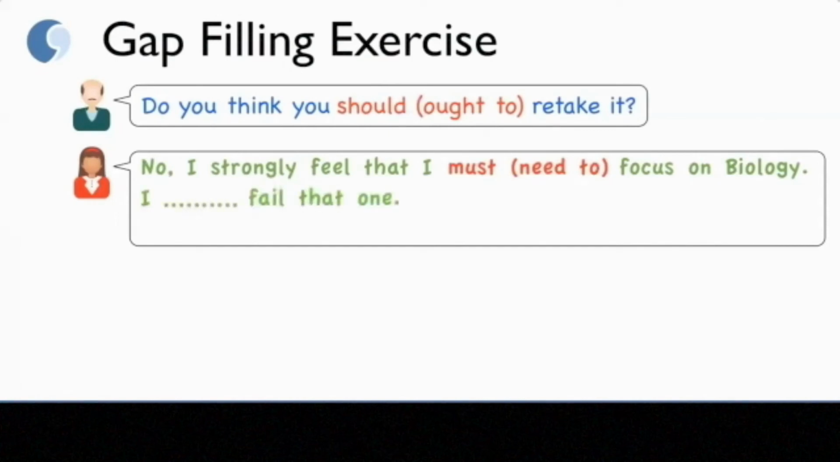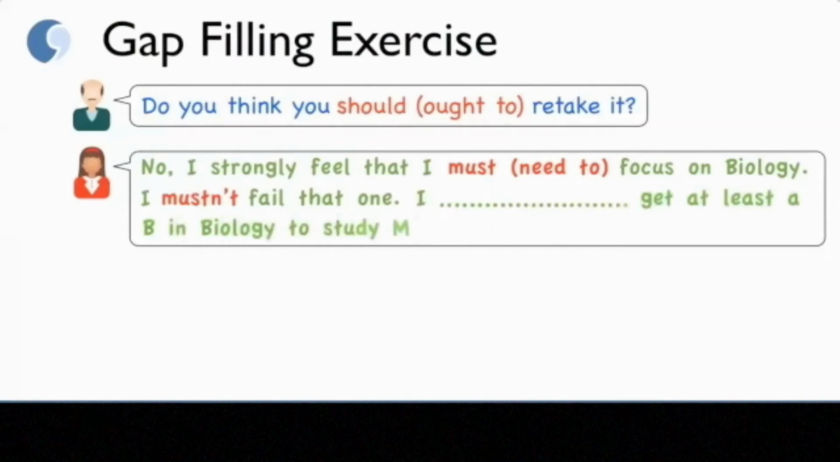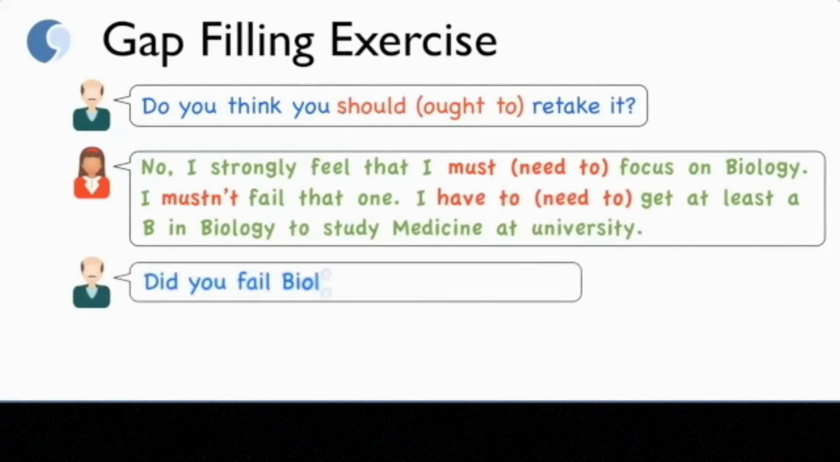I failed that one. I mustn't fail that one. I have to or need to get at least a B in biology to study medicine at university.